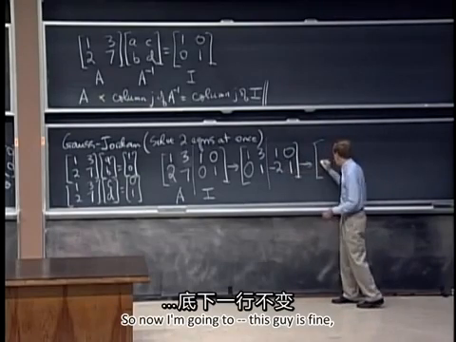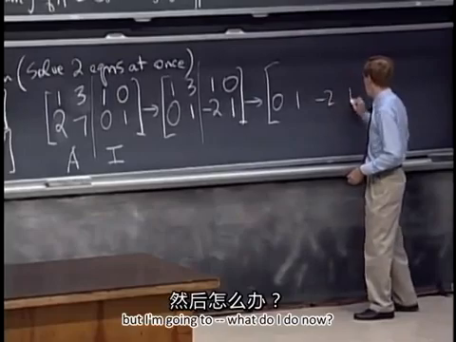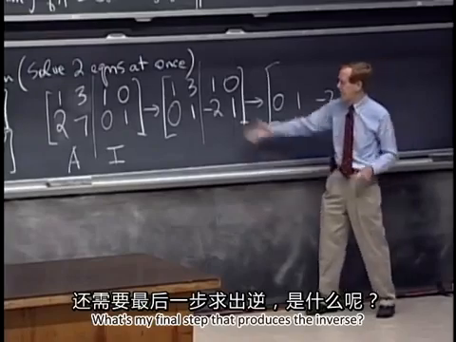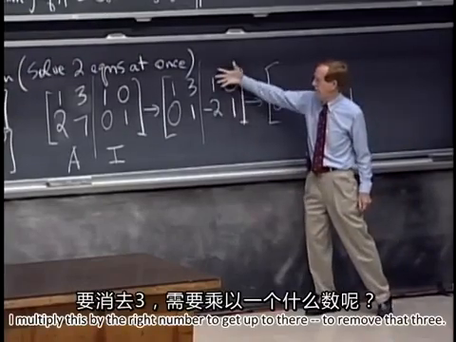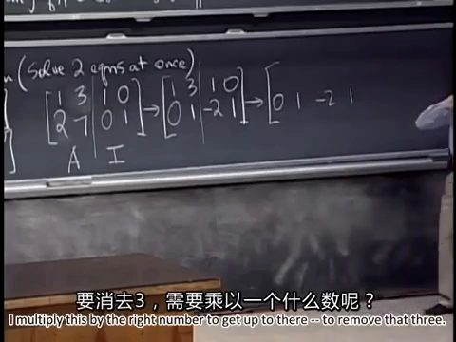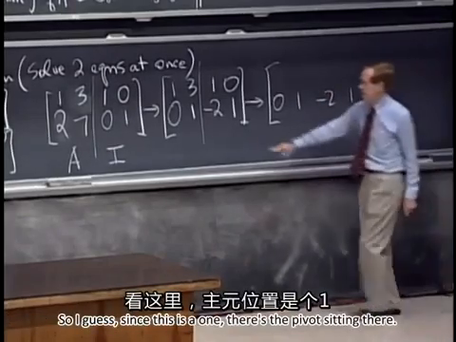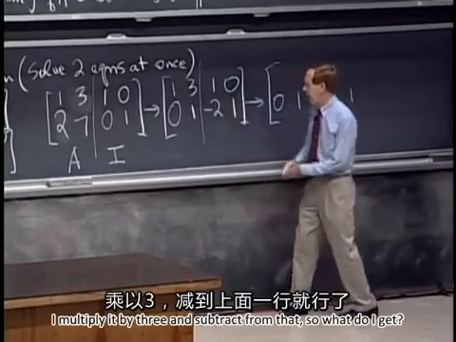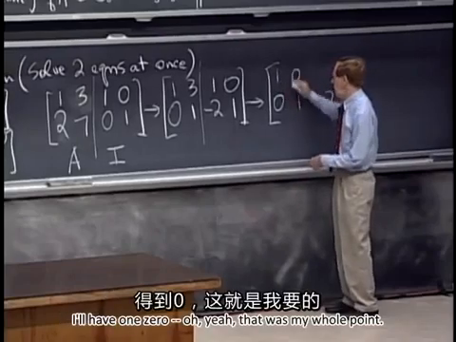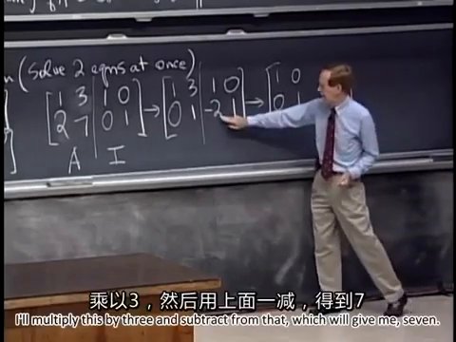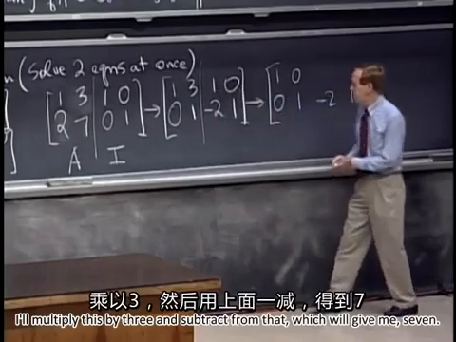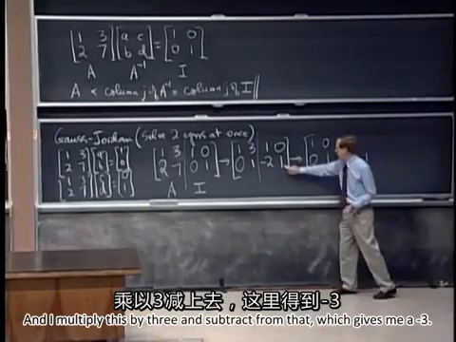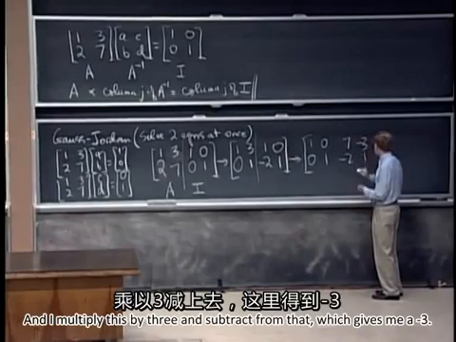So now this guy is fine. But what do I do now? What's my final step that produces the inverse? I multiply this by the right number to get up to there, to remove that 3. Since this is a 1, there's the pivot sitting there. I multiply it by 3 and subtract from that. So what do I get? I'll have 1, 0. Oh yeah, that was my whole point. I'll multiply this by 3 and subtract from that, which will give me 7. And I multiply this by 3 and subtract from that, which gives me a minus 3.